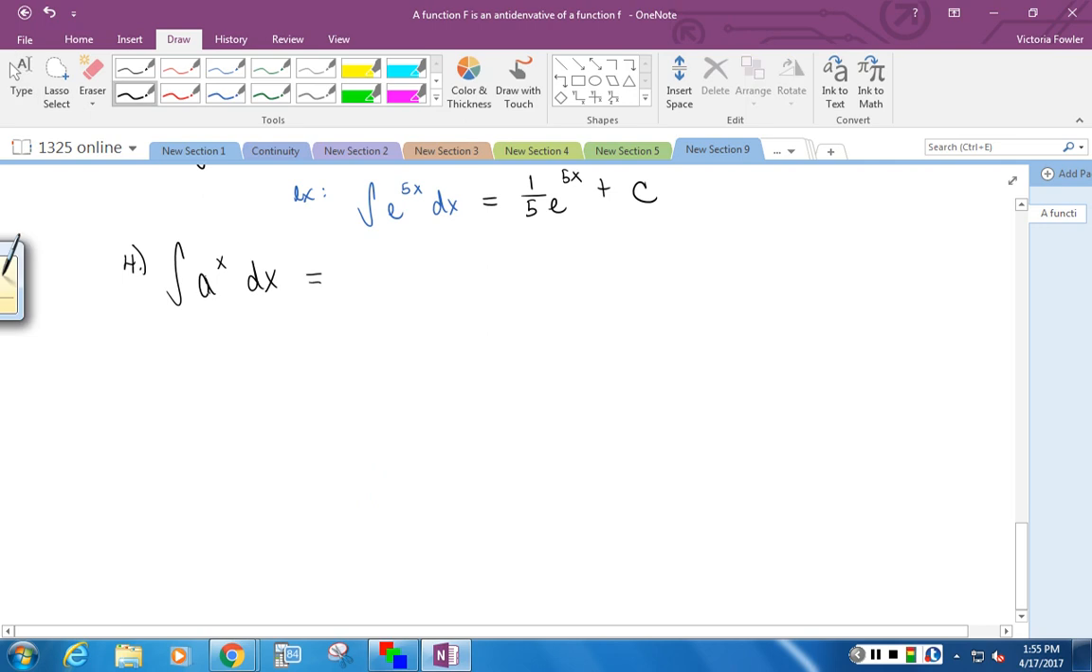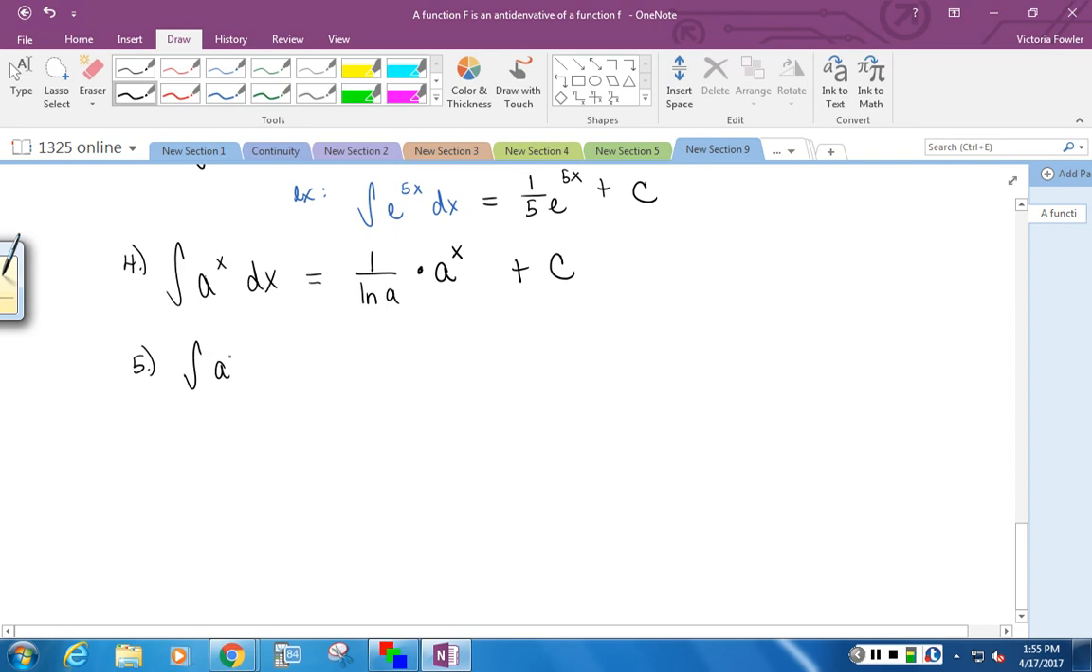Well, a is going to be our base here. It should make sense when I write it down. I'll have 1 over the natural log of that base, which we called a here. You'll multiply it by a to the x, and you'll write down plus c. So remember, if I took the derivative of the right-hand side, I should get this back, a to the x. And you can verify from everything that we've done previously with our derivative rules for exponentials and logs that this very much makes sense.